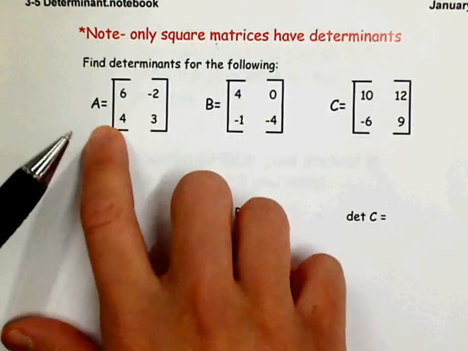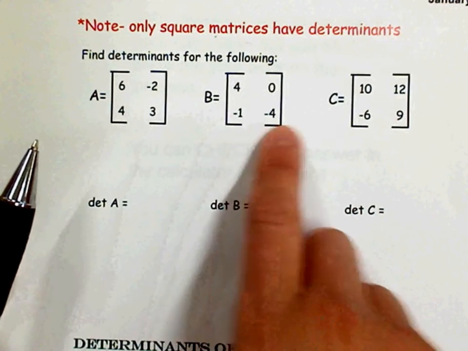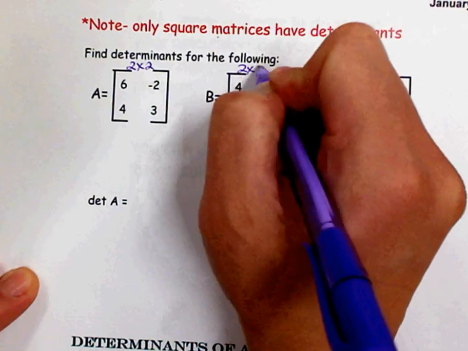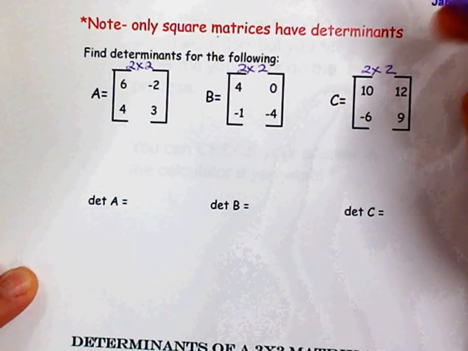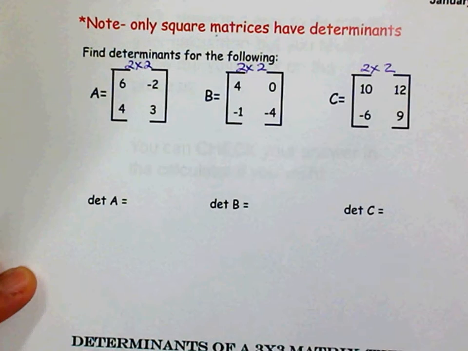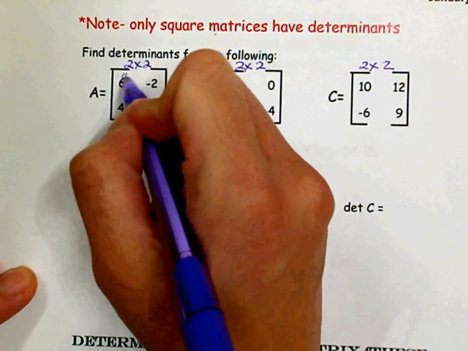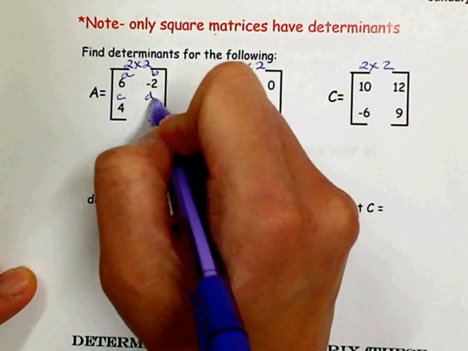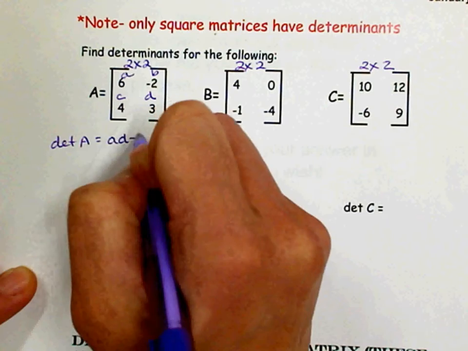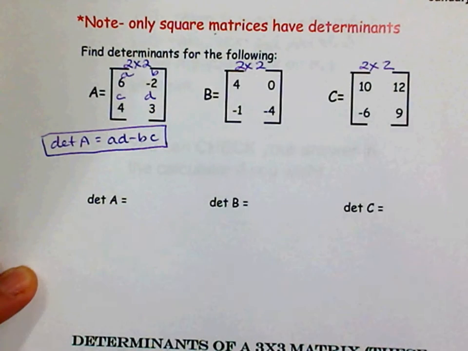So let's find the following. You guys go ahead and try to find the following. Notice this is a 2 by 2, a 2 by 2, and a 2 by 2, okay? It has to be a square matrix for you to find a determinant. Remember, determinant doesn't do anything on its own, but we're going to use it to find inverses in the next section. Remember, this is your A, your B, your C, and your D. And the determinant formula is A times D minus B times C. Just like that, okay?